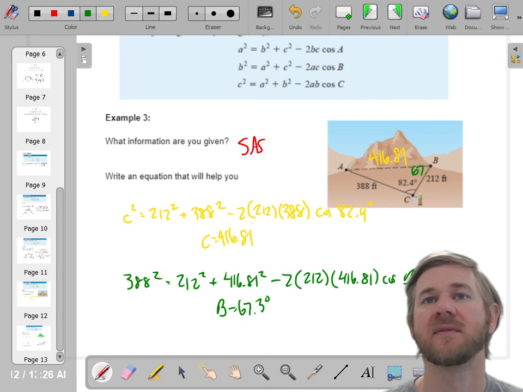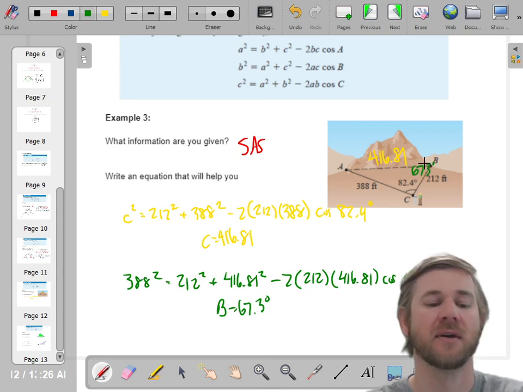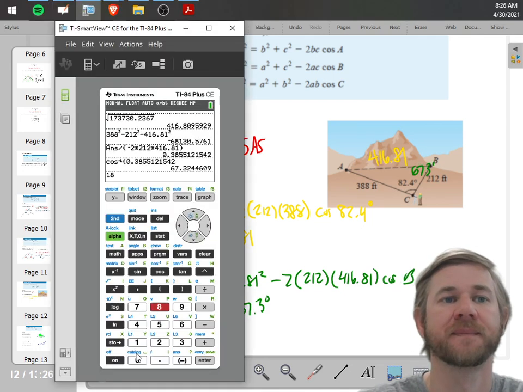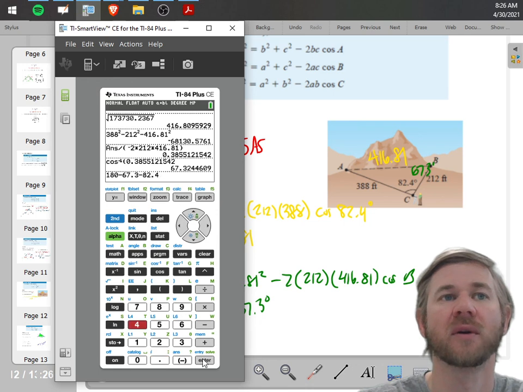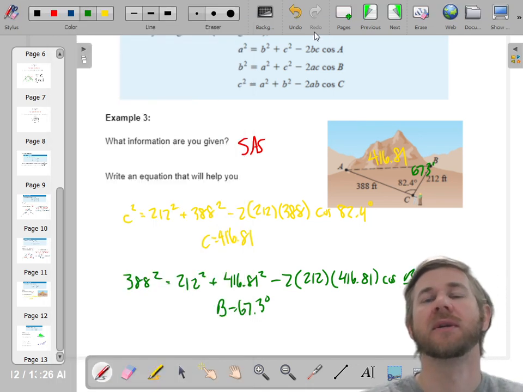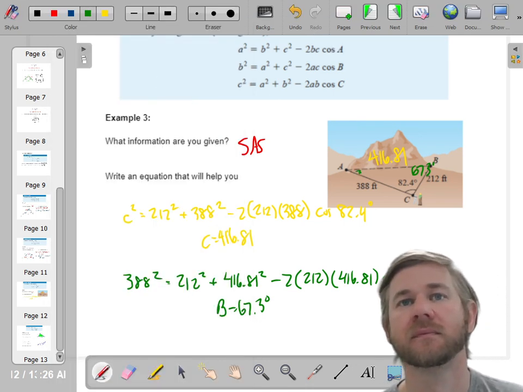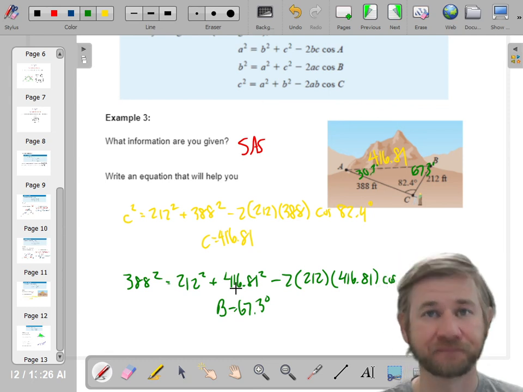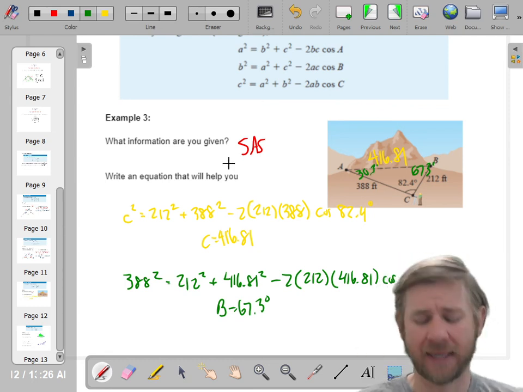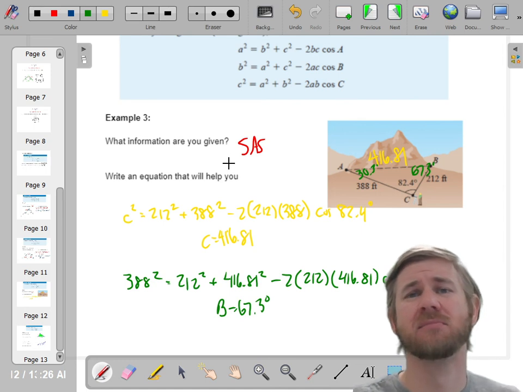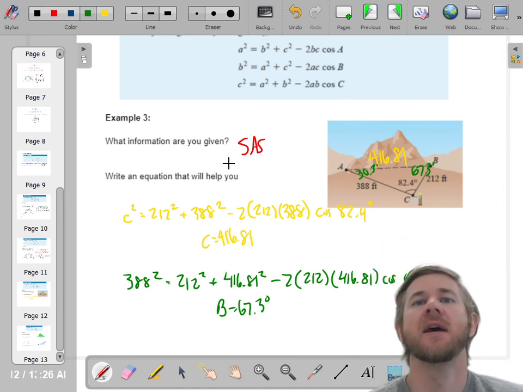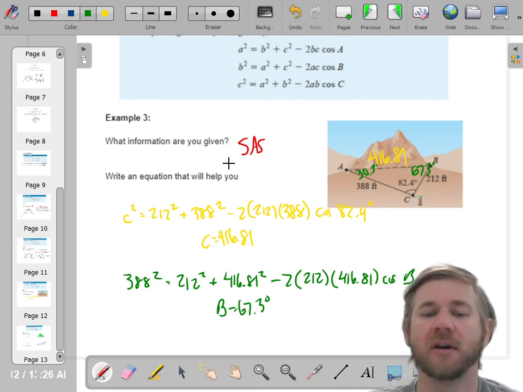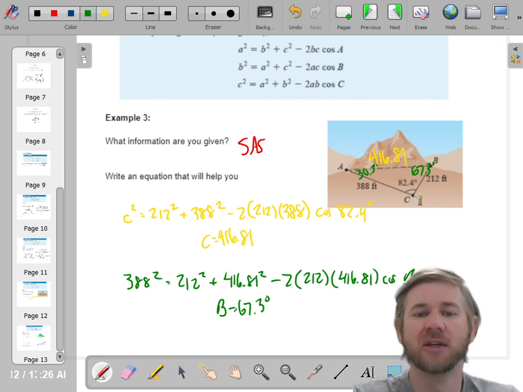This is 67.3. And now to find angle A, I'll subtract 180 minus 67.3 minus 82.4. 30.3. There you go. So my angles add up to 180. Is the shortest side across from the smallest angle? Shortest side is 212, smallest angle is 30. Yes, biggest angle, biggest side, looks good. All right, feel like that's a pretty good looking triangle.